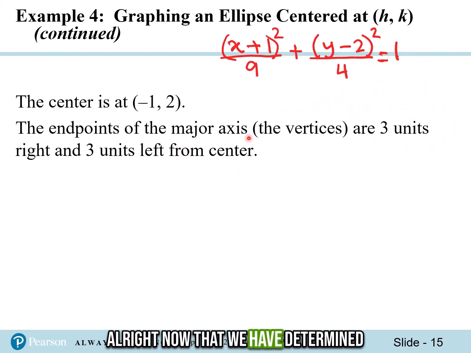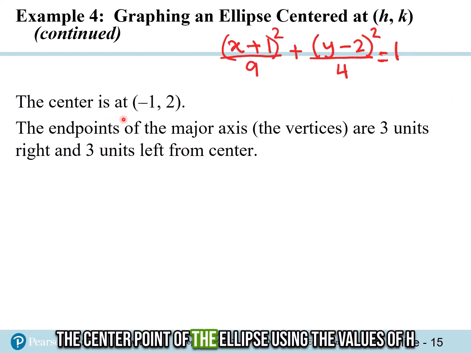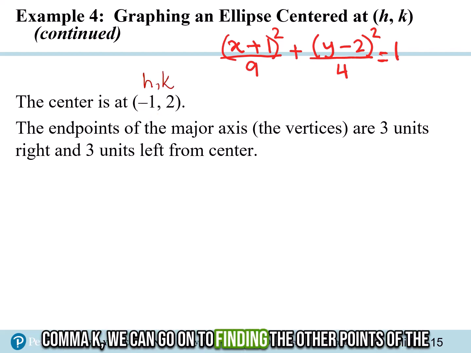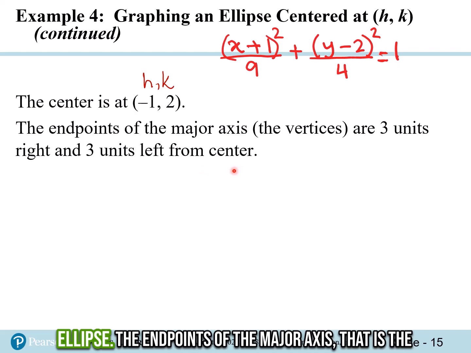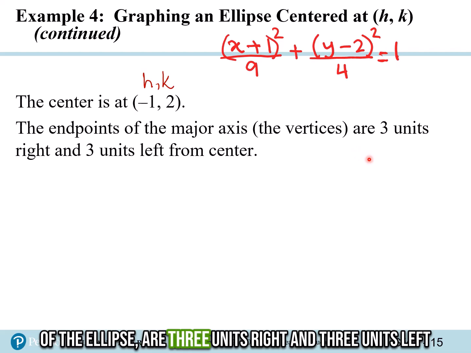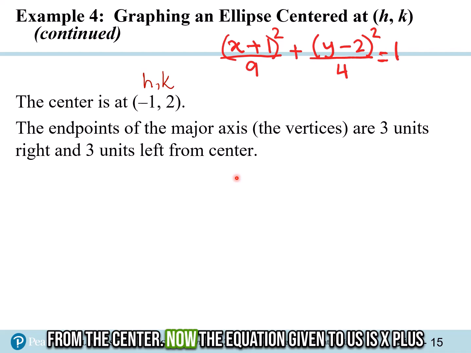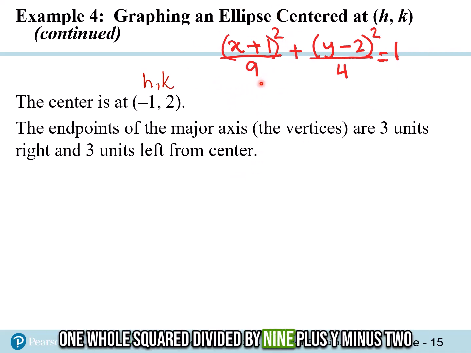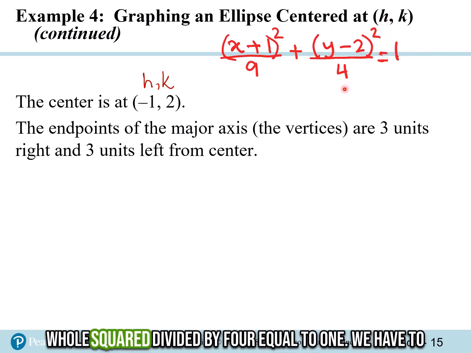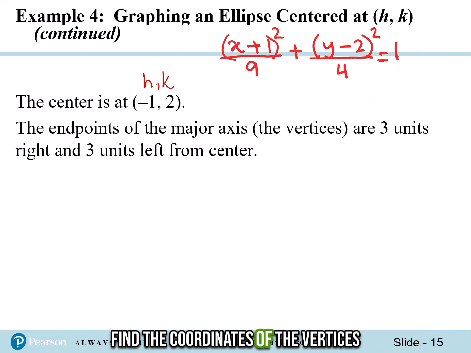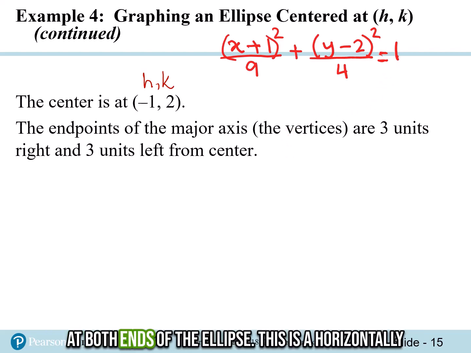All right. Now that we have determined the center point of the ellipse using the values of h, k, we can go on to finding the other points of the ellipse. The endpoints of the major axis, that is the vertices of the ellipse, are 3 units right and 3 units left from the center. Now the equation given to us is (x + 1)² / 9 + (y - 2)² / 4 = 1. We have to find the coordinates of the vertices at both ends of the ellipse.